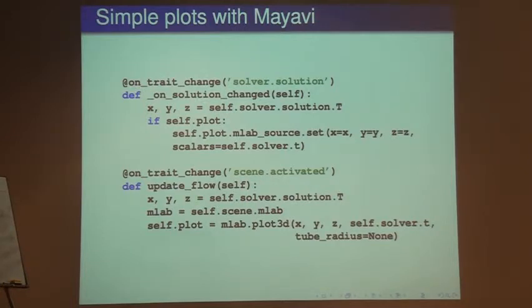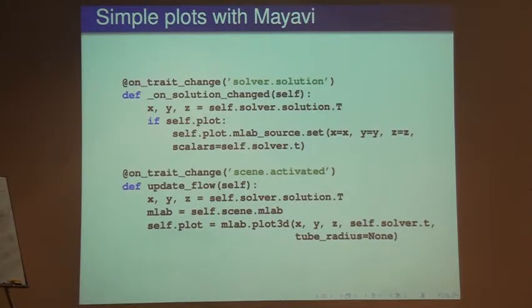This is for technical reasons because Mayavi is using OpenGL. It needs to set up an OpenGL context, and that only is set up when you open the window. So there's a trait that's fired called scene activated, which is when the window comes up, and at that time it will set up this. Right? But the ideas are very, very simple.